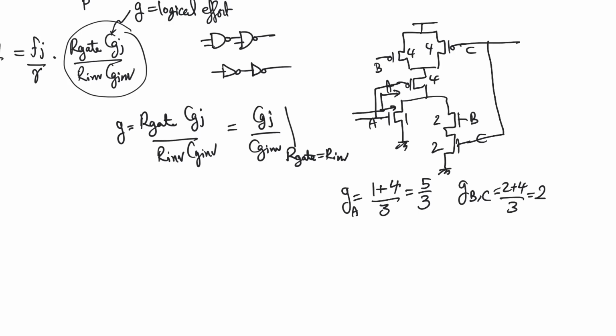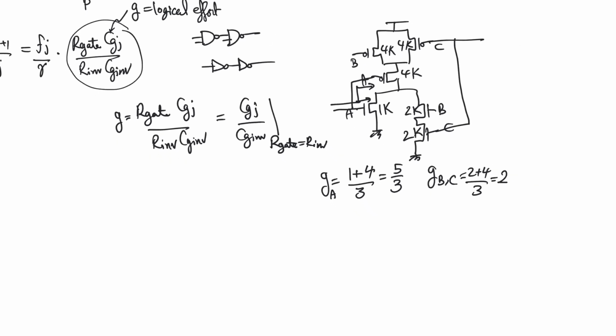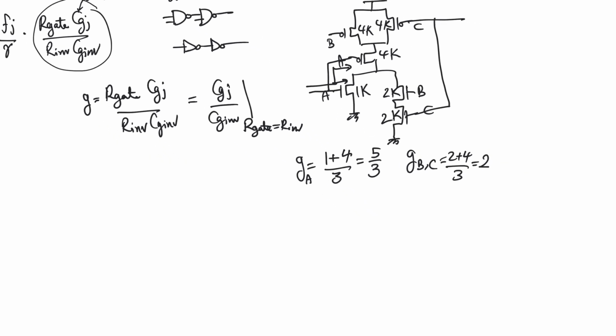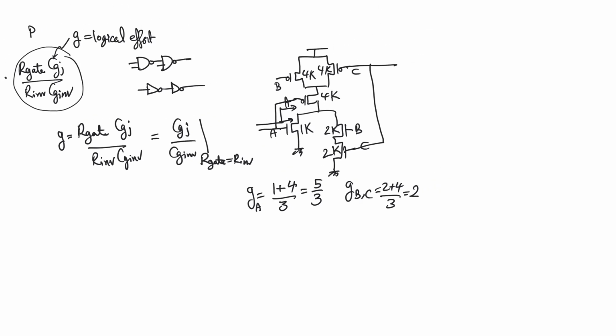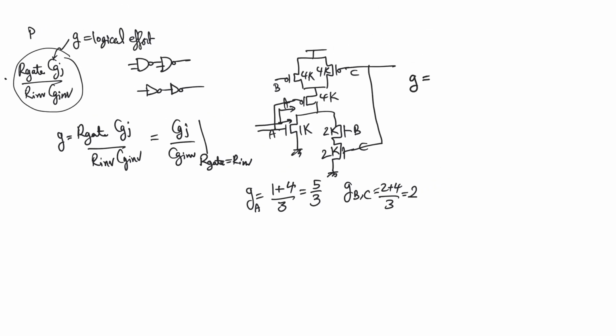As with P, there's nothing that says that we have to use a specific sizing for calculation of logical effort. But if you use any sizing other than that which gives you resistance equal to the unit inverter, you have to take resistance into consideration. And so even with this general sizing, we can still calculate G, but we have to use R gate times C gate and R inverter times C inverter.